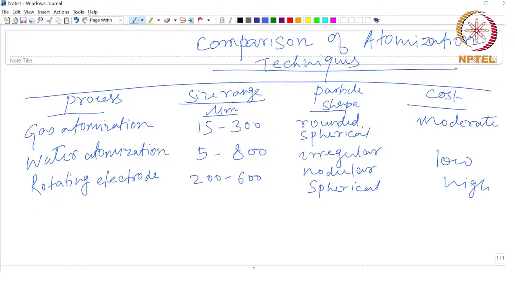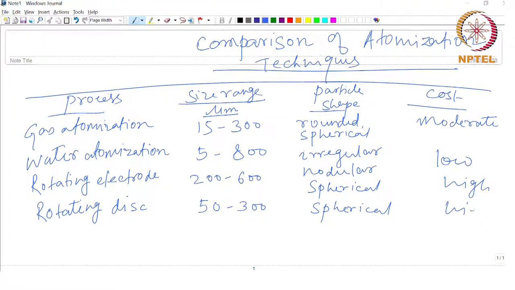And finally, for the rotating disc process, size range is 50 to 300 microns. Particles are spherical. And here also the cost is high. So these are the different attributes of these different kinds of atomization techniques that we talked about, in terms of the characteristics of the particles and also the cost of the process.